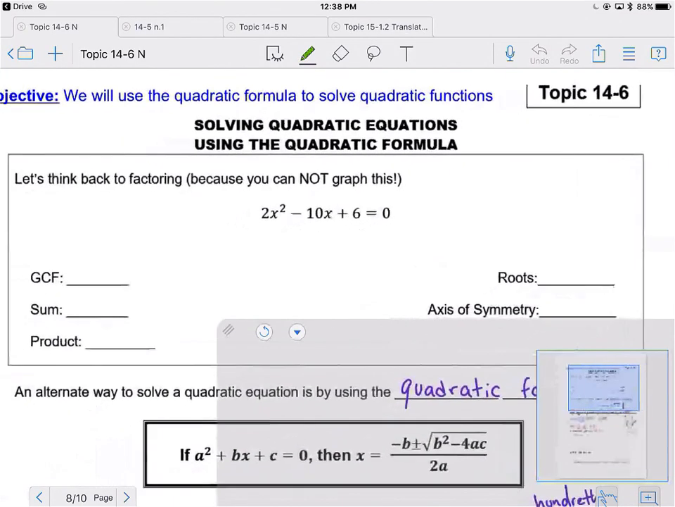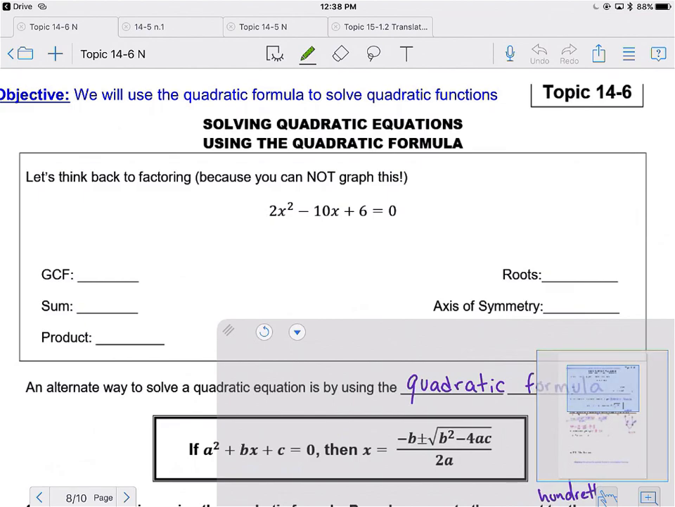This video covers topic 14.6, notes over solving quadratic equations using the quadratic formula. So the top part, the bell work if you will, or the first problem says, let's think back to factoring because you cannot graph this. If we tried to graph this, we would get really ugly answers. So let's see what would happen.